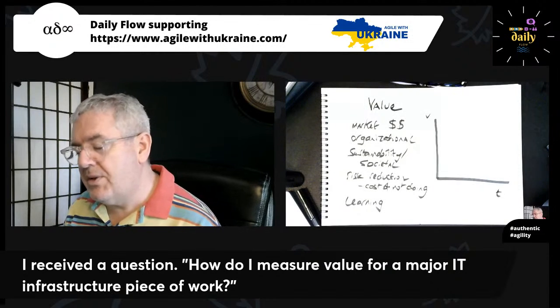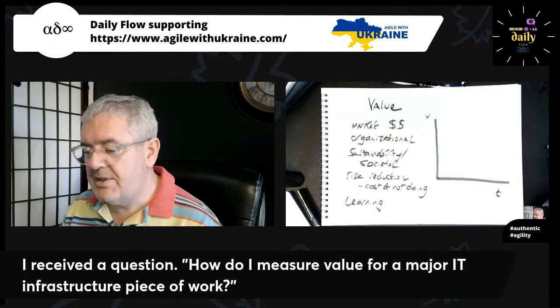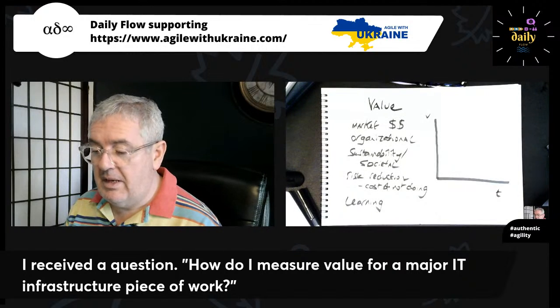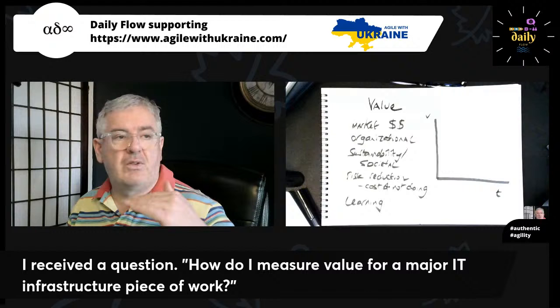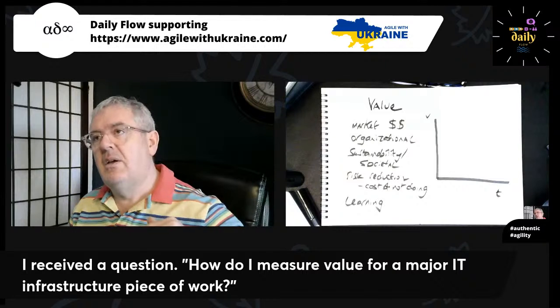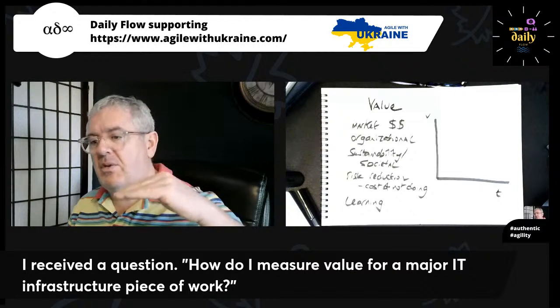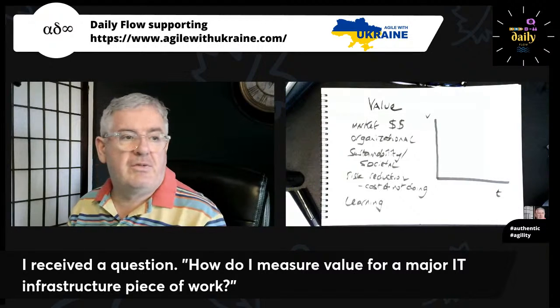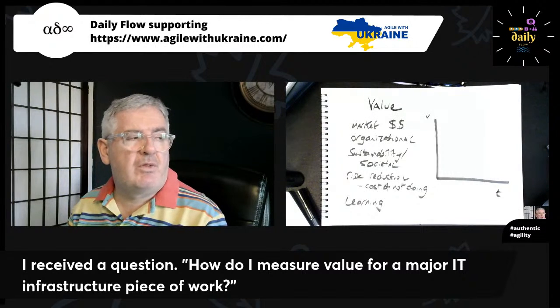So really, value is relative. It's not exact. We don't know what we're going to get. And if you have a backlog, for example, with different items in it, and you think some things are more valuable than others, it's relative. We have an idea that some things might be more valuable than others.